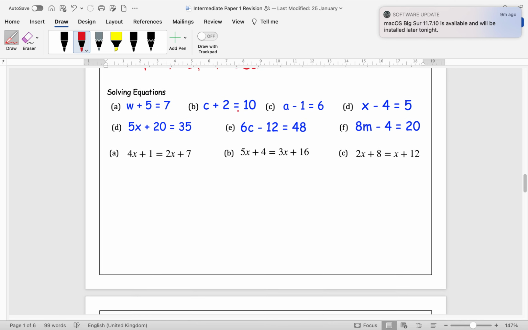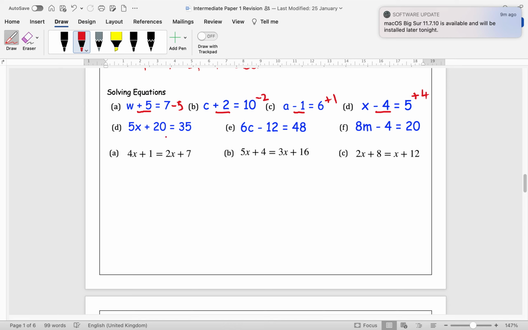Solving equations. Right, the top line, there's only one thing to do. Opposite of plus 5, take away 5 from there. Opposite of plus 2, take away 2 from there. Opposite of take away 1, add 1 on there. Opposite of take away 4, add 4 on there. So you're doing magic bridge stuff, solving equations. Whatever you do into the letter on the left-hand side, do the opposite to the answer on the other side.